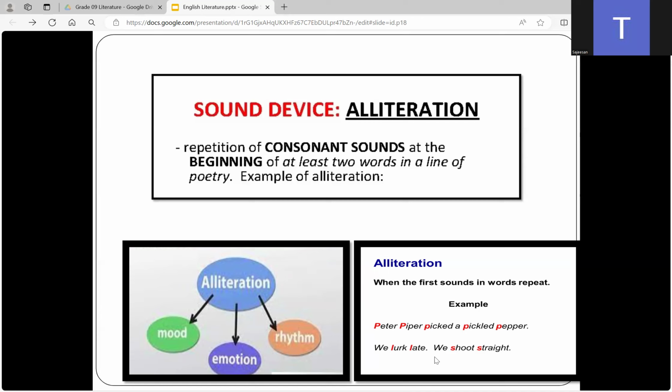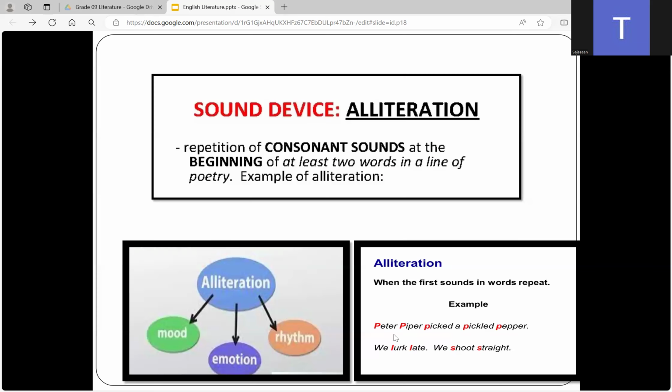We lurk late, la la sound. Here we shoot straight, sa sound. So these are the use of alliteration here. Hereafter you can identify alliteration as the repetition of consonant sounds in each word. Any doubts? No.